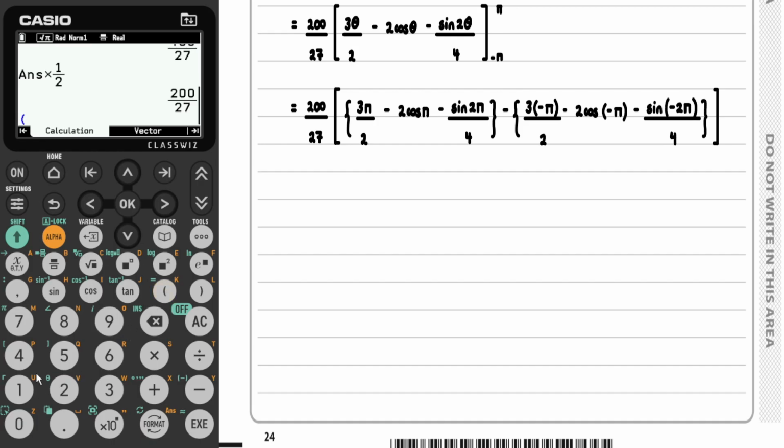We have 3 pi over 2, subtract 2 cos pi, subtract the sine of 2 pi over 4.